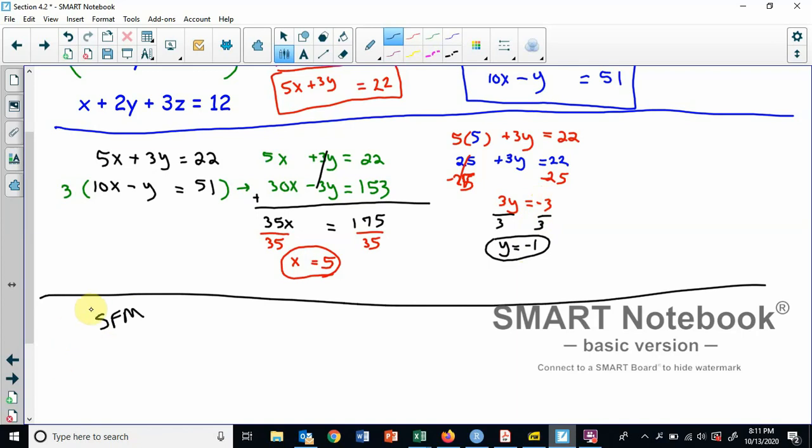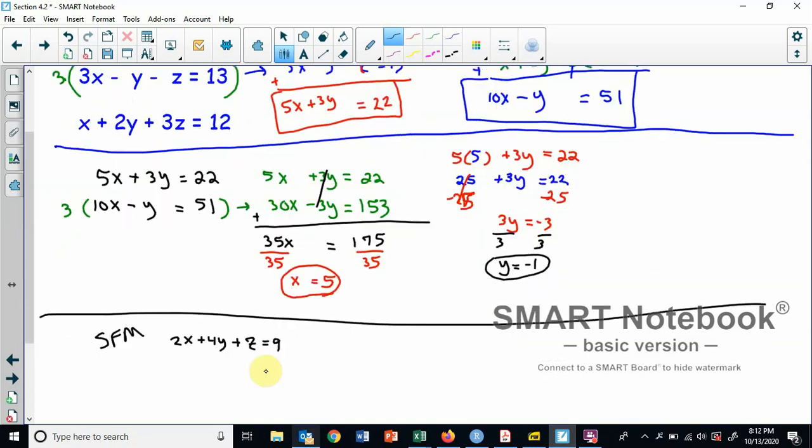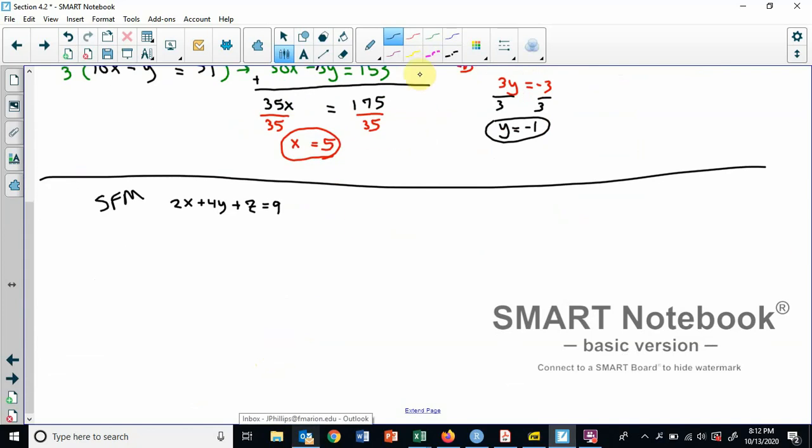Okay? So what that means is we need to go grab one of the originals. It does not matter. I'm going to use the top one this time. They're all positive. This looks really easy to solve for z. So let's make sure I copy it over correctly. It's 2x plus 4y plus z equals 9. And I know x and y, so let's plug those in. So 2 blank plus 4 blank plus z equals 9.